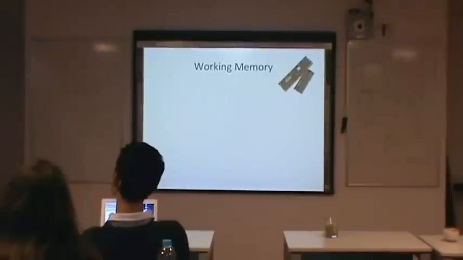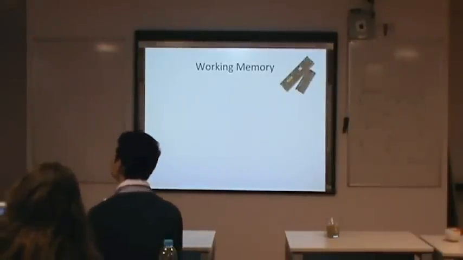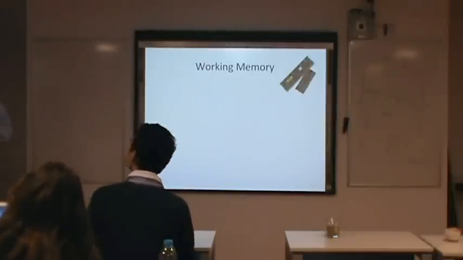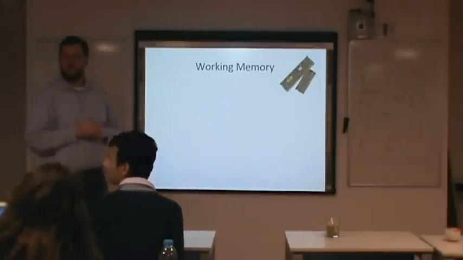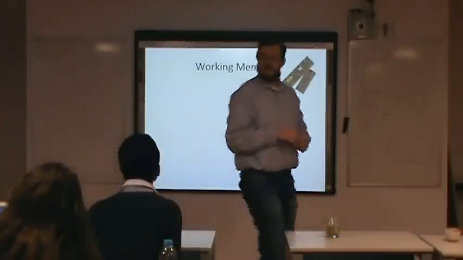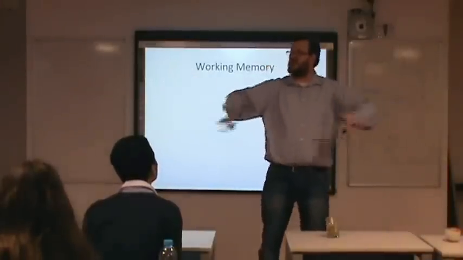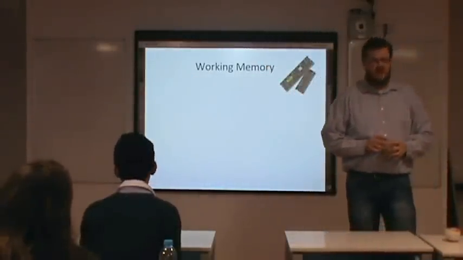Not much at one time. How much? A lot of people got this right on the quiz. Oh, 7 plus or minus 2? Yeah, it was 7 plus or minus 2. So going from 5 to 9, that's the average range. Does anyone know how they figured this out?